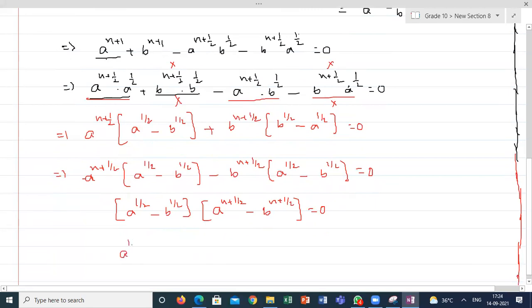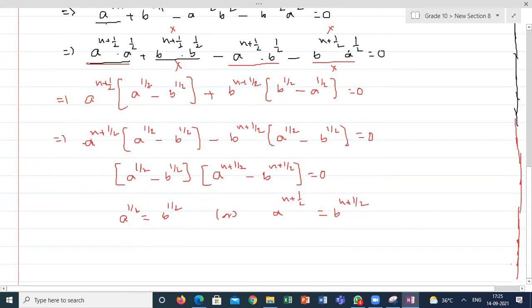Either A power 1 by 2 should be equal to B power 1 by 2, or A power n plus 1 by 2 should be equal to B power n plus 1 by 2. So at what conditions these are equal? Then what is the possible n value under these conditions? Students?